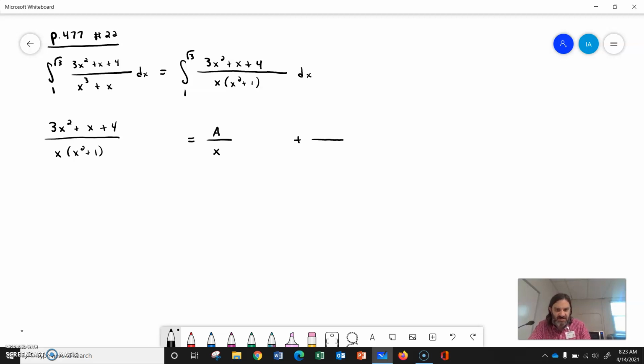Plus my other denominator, which is x squared plus 1, and that's degree 2, so I need a degree 1 polynomial on top, so I'll have Bx plus C. So that's the setup for our partial fraction, but then I want to know what the actual values will be for A, B, and C. So when we solve rational equations, we look at our denominators and we try and cancel them all out. So I'm going to multiply everything by x times x squared plus 1.